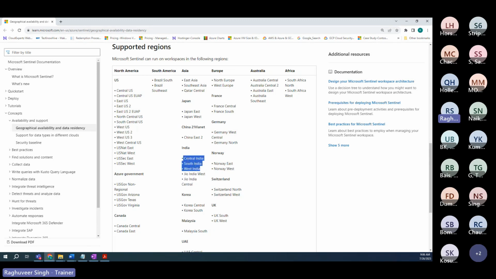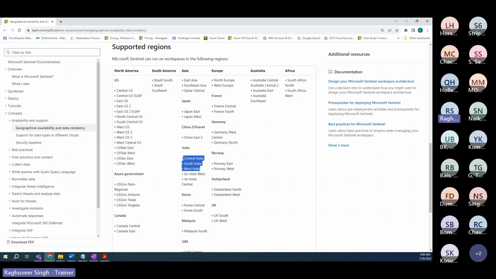You can see here, in India, there are three regions. This West India does not exist anymore, because this West India used to be Mumbai and Microsoft has closed its Mumbai data center for new customers. And Microsoft is moving all the customers from West India to South India, which is Hyderabad. So these are the three locations where Sentinel, where the Log Analytics service, is available.